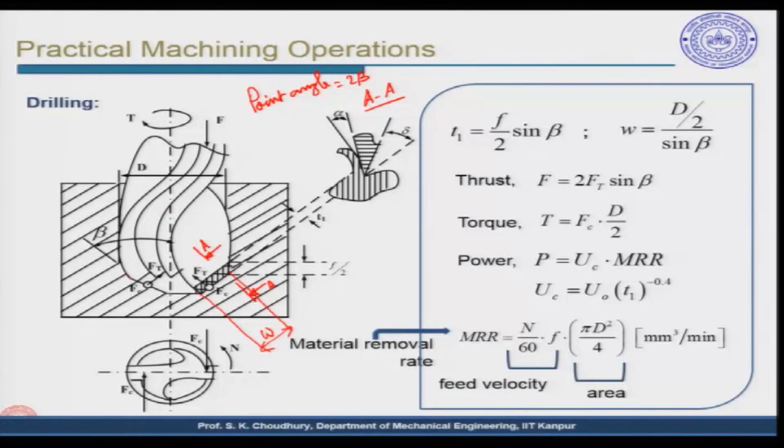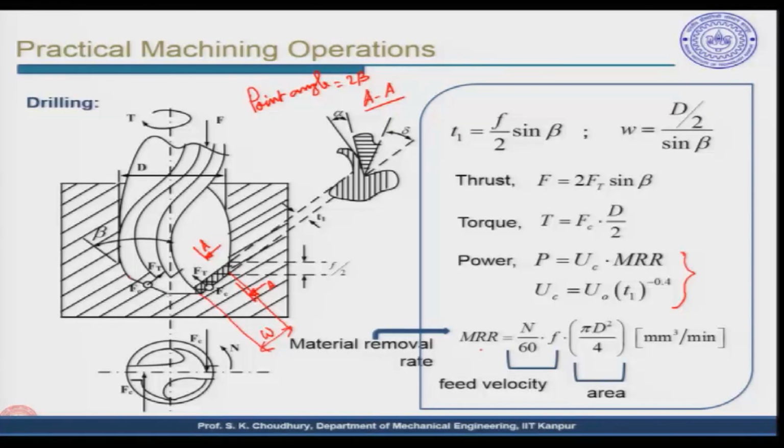I also like to remind you the diameter of the hole becomes little bigger than the diameter of the drill because of the vibration during the drilling process. Power is given by Uc into MRR, where Uc is U0 into T1 to the power minus 0.4. This remains the same as in case of turning, shaping, planing.